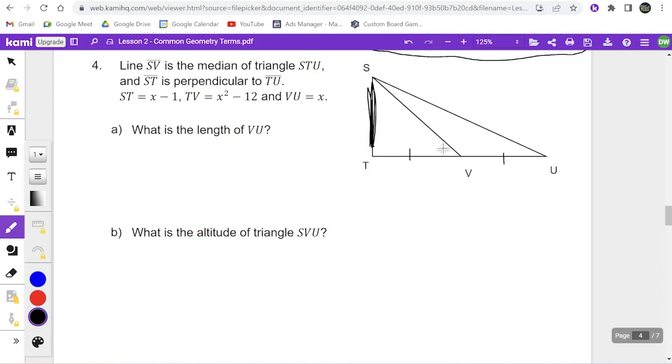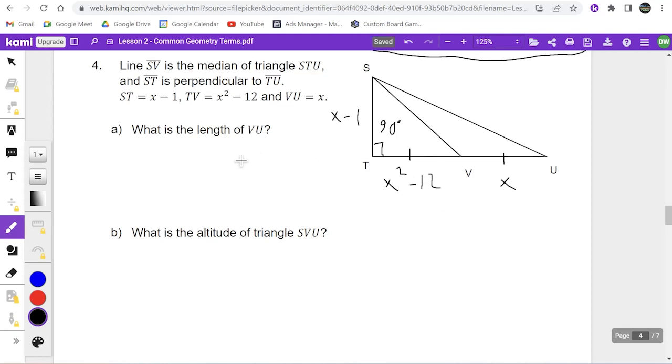Well, here's ST, here's TU. If they're perpendicular to each other, that means they form a right angle. There's a right angle right there. It also means that's 90 degrees if you want to write that instead. So now we need to find the length of VU, given that ST right here is x minus 1, TV is x squared minus 12, and VU is x.